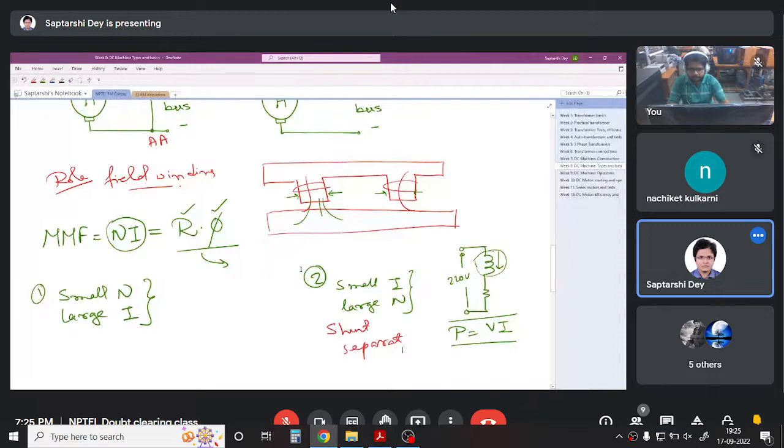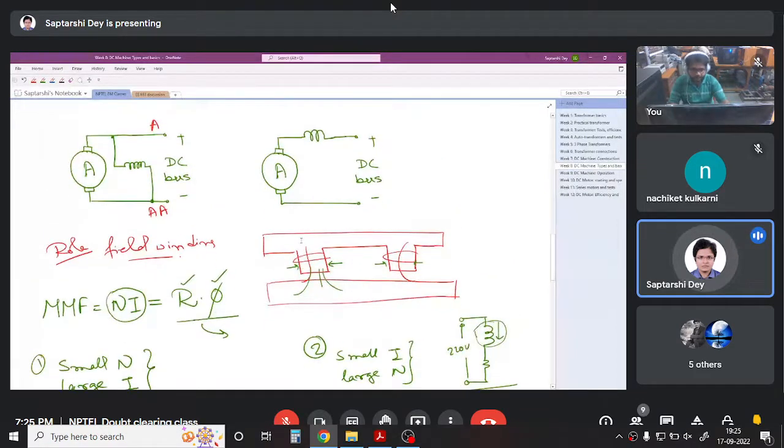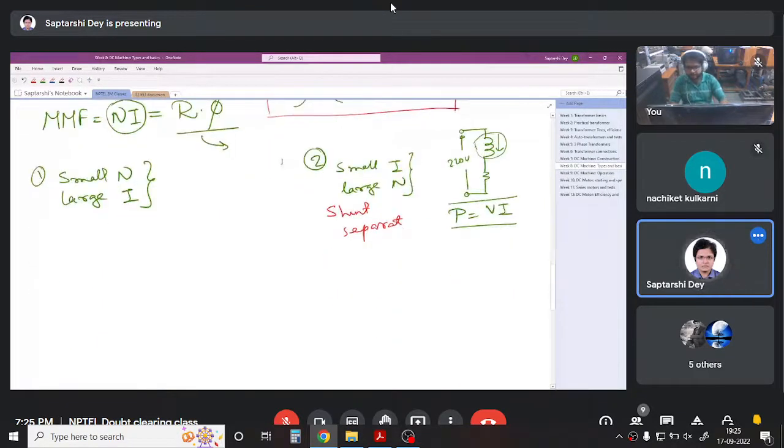But in series machine, you have no other option, because the whole armature current is flowing through the field winding. And armature current is usually large because that is the load current. See, if you have a 200 kilowatt DC machine connected to some voltage supply, the whole load current is flowing through it. So in series machine, you have no other option. There has to be this large current and small number of turns.